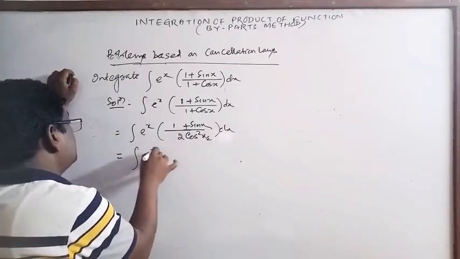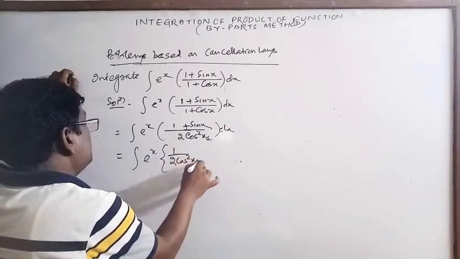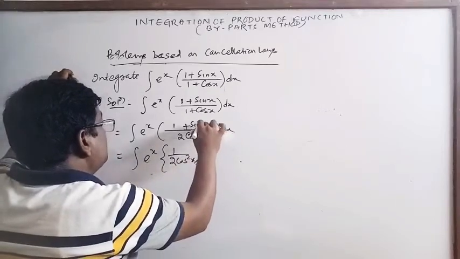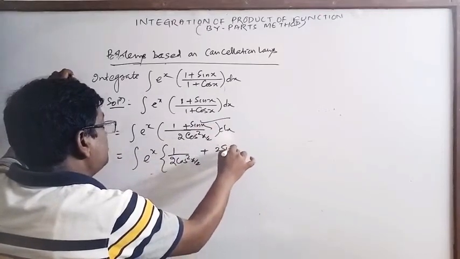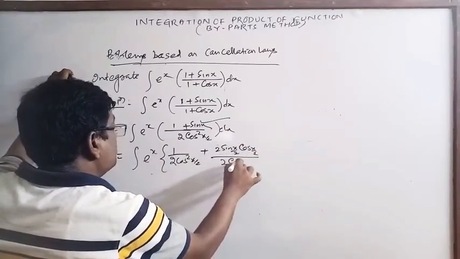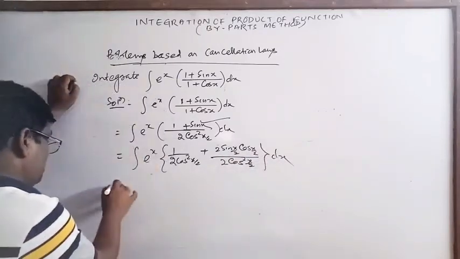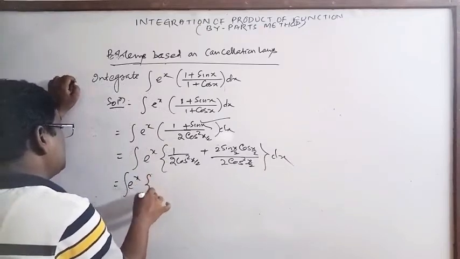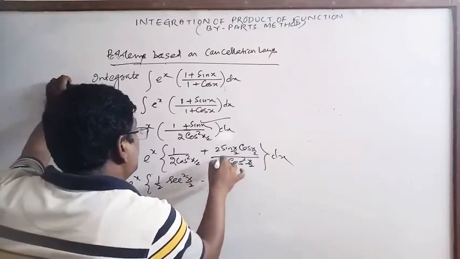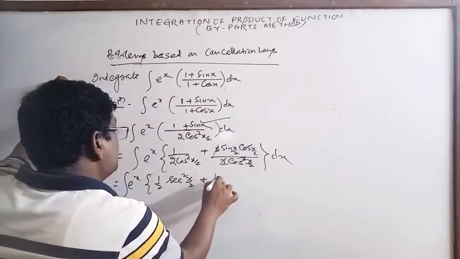So e to the x, 1 by 2, cos square x by 2 plus sin x. What is sin x? Sin x means 2 sin x by 2 into cos x by 2, divided by 2 cos square x by 2 into dx. So e to the power x, that is 1 by 2 sec square x by 2, plus tan x by 2. The 2 cancels, and one cos cancels, leaving tan x by 2.